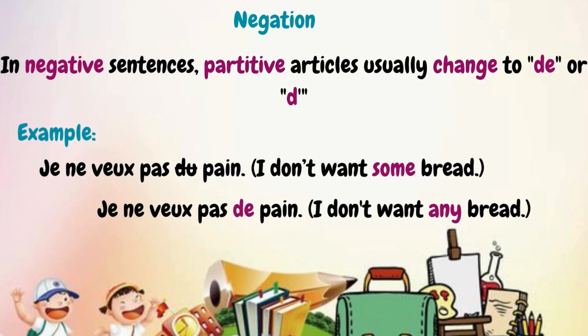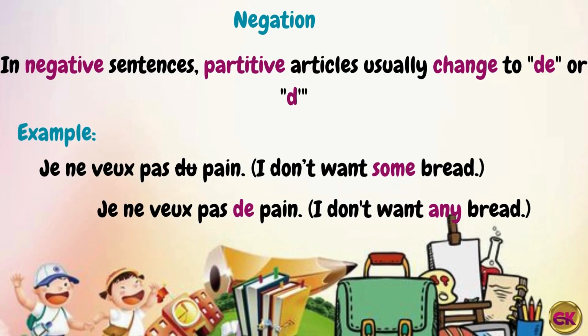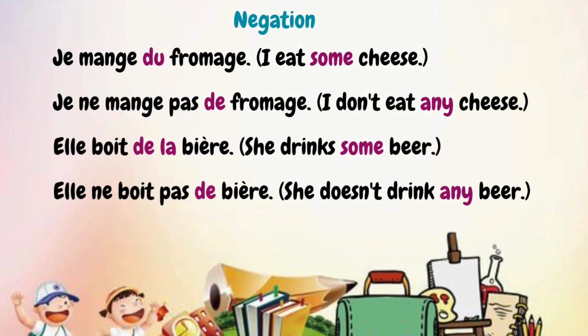Negation. In negative sentences, partitive articles usually change to de or des. Je ne veux pas du pain is incorrect. Say, Je ne veux pas de pain. Some more examples in negation.